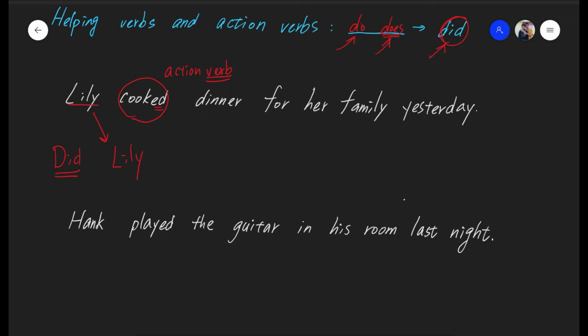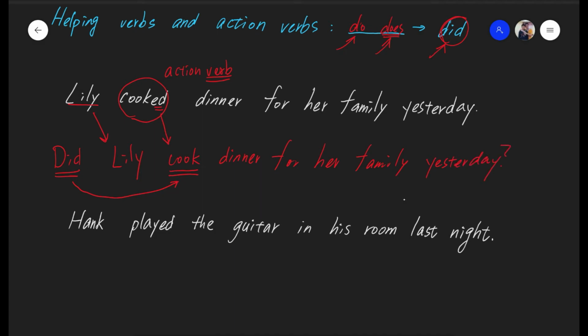And then after the helping verb, one thing we have to keep in mind is that we can only use a base verb after a helping verb. So we need to change cook back to its base form. Take away ed, no ed, this is the base verb. So helping verb, base verb. So did Lily cook dinner for her family yesterday? Okay, the rest of the words are exactly the same.